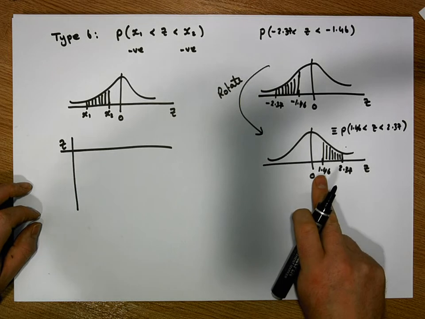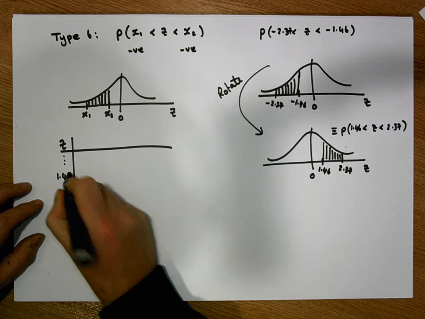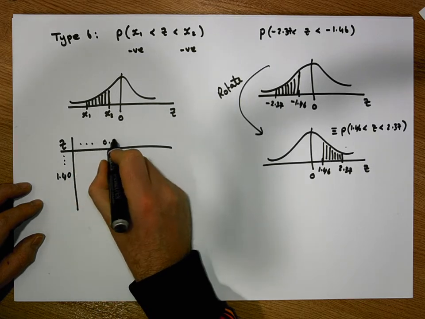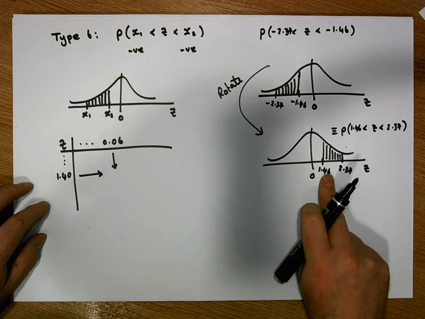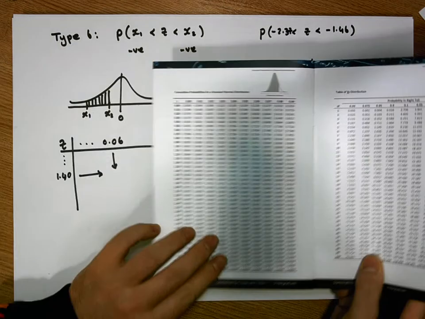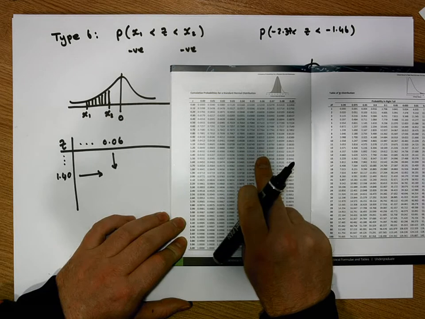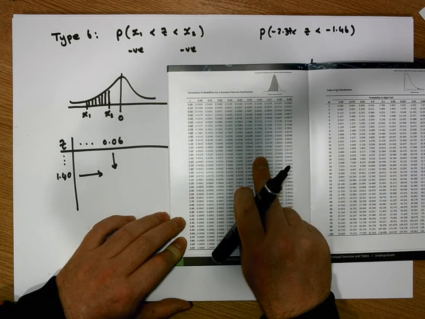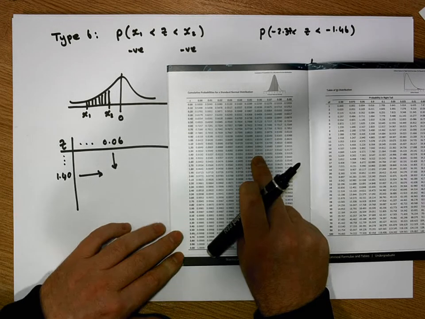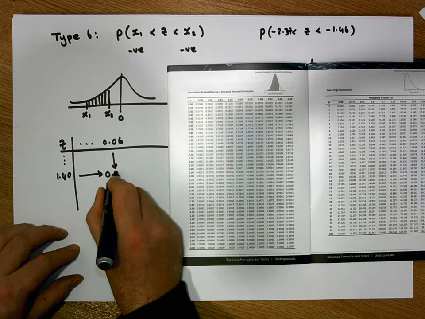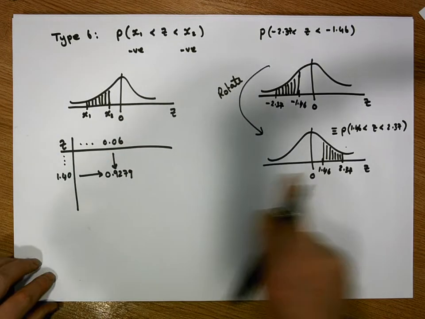When we look up 1.46, we come down to 1.4 and we come across to the column labeled 6, and we triangulate in to get the area to the left-hand side of 1.46. That particular value is 0.9279. So that's the area to the left-hand side of 1.46.